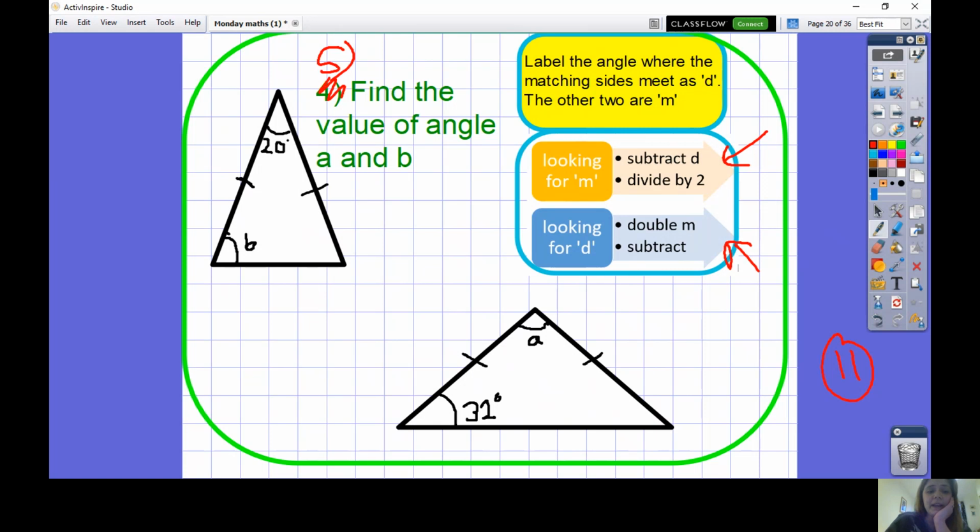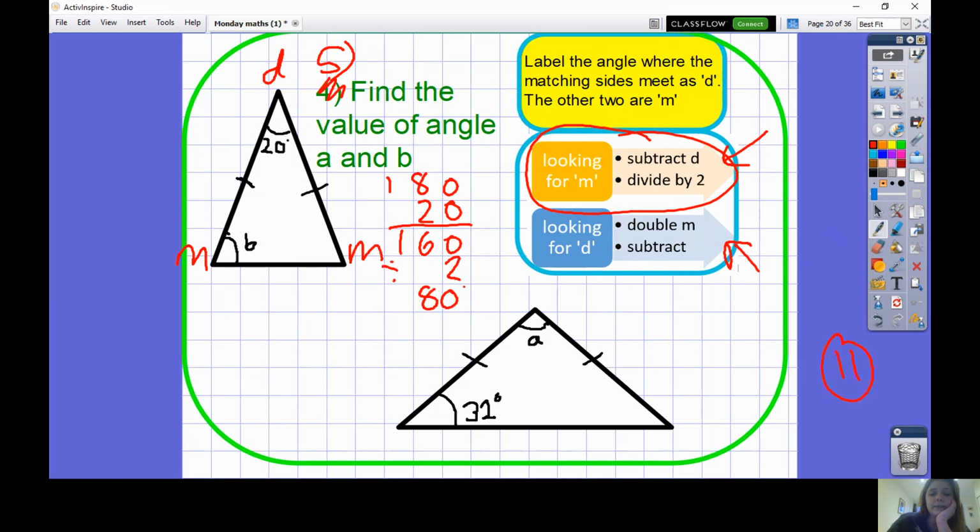Okay, so when we're looking for angle B, first off, we have to start by deciding which angle is different and which ones are matching. You can see these are two equal sides, so at the top here is the different angle, these are the matching ones. I'm looking for a matching one, that means I follow this method. 180 take away 20 is 160, and 160 divided by 2 will give me 80 degrees.